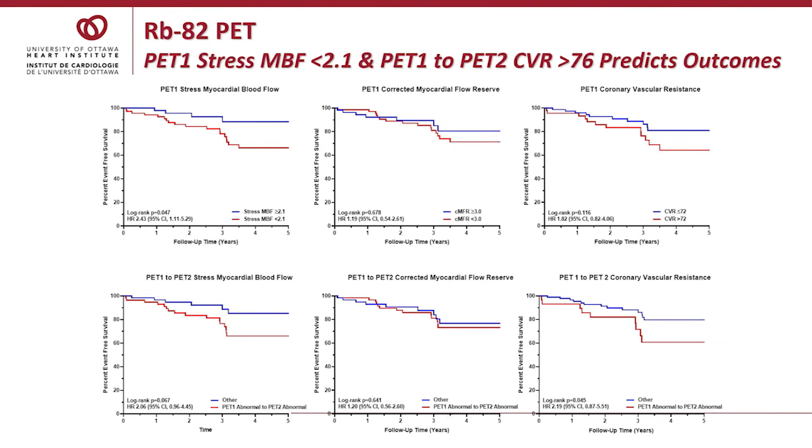Then on Kaplan-Meier analysis, what we see is that the baseline PET for patients who had a stress myocardial flow value below the median, in this case 2.1, as well as patients who had a persistently elevated coronary vascular resistance above the upper tertile of 76, that these predicted adverse outcomes.